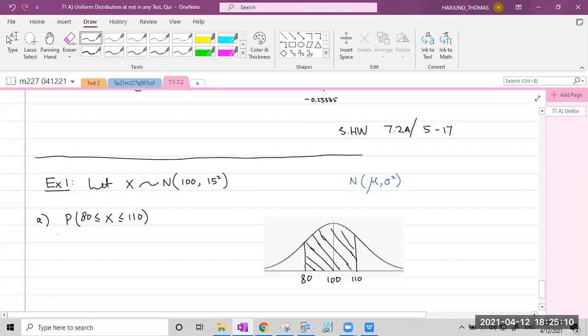Now we follow the same pattern we did earlier. To find the probability of a normal distribution, we use normal CDF, then lower bound to upper bound. Lower bound is 80, upper bound is 110. The mean is not zero anymore, the mean is now 100, and standard deviation 15. Okay, let me code it. The first two numbers are the lower and upper bound. The third number is the mean. The fourth number is the standard deviation, not variance.